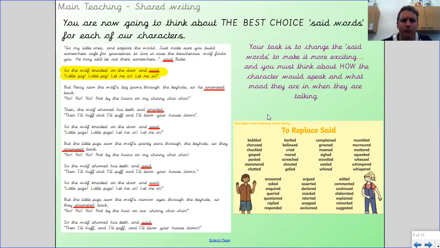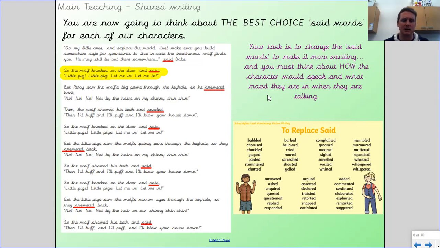Now, think about the wolf in this story. How is he feeling, or how could he be feeling? All right, so he knocked on the door and said, little pig, let me in, let me in. Now, it might be that you pause the video now and have a discussion about how the wolf is feeling. There's no wrong answer here.